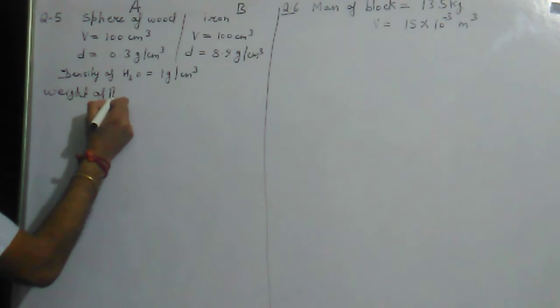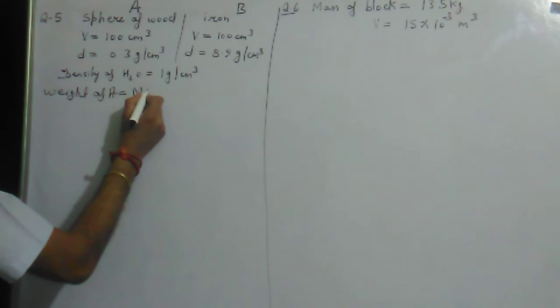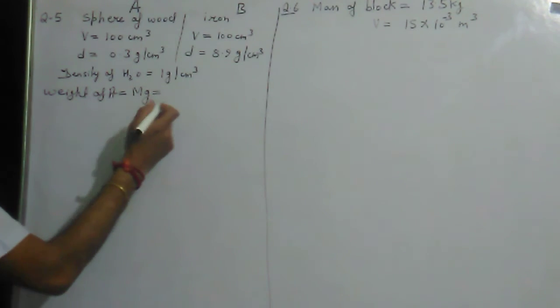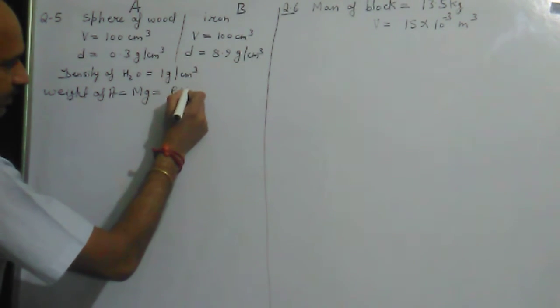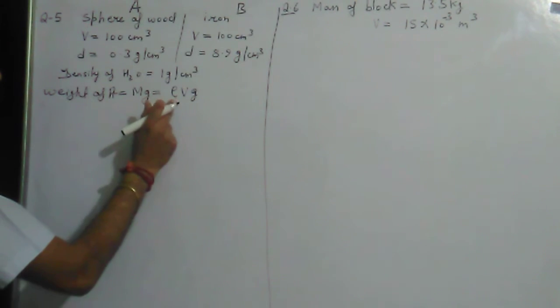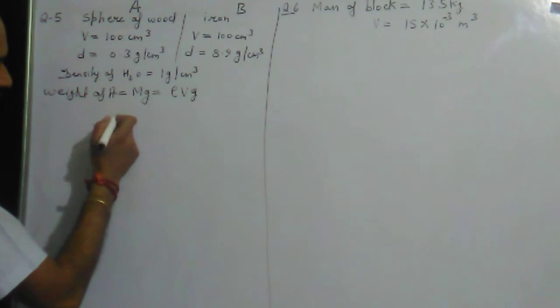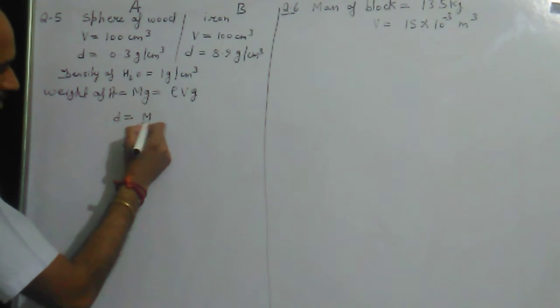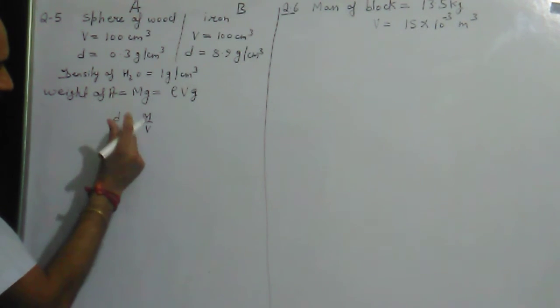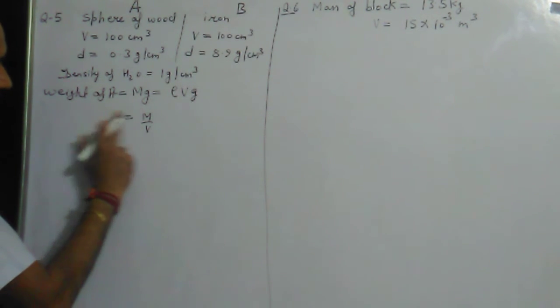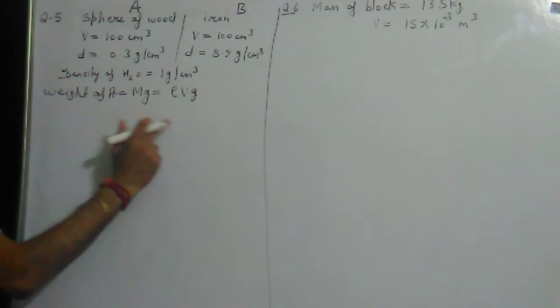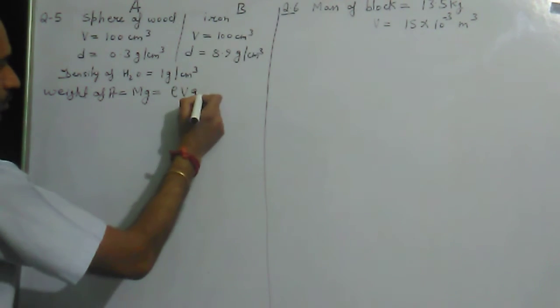of A, first of all, it's equal to mg. The value of m is not given to us, so it will be how much? Rho V g. In place of m, I am writing rho V because density equals mass upon volume. So from here we can say that mass equals density into volume. Cross multiply करके क्या आ जाएगा? Density into volume.